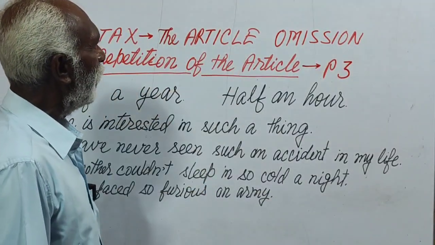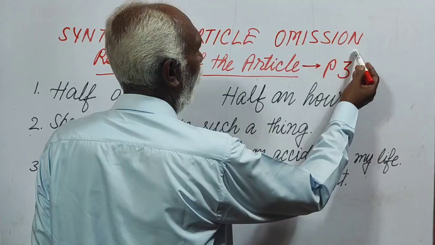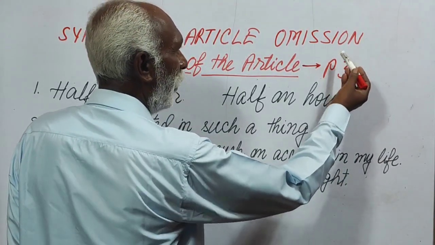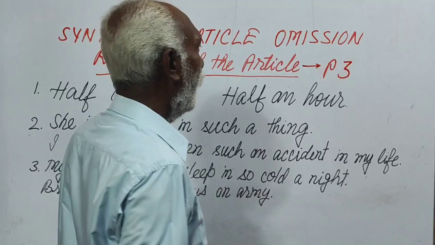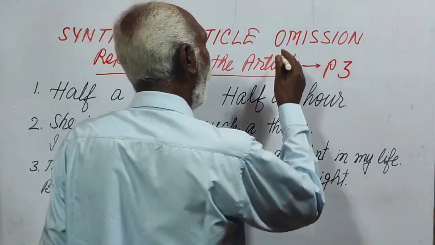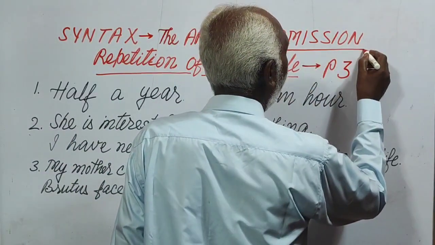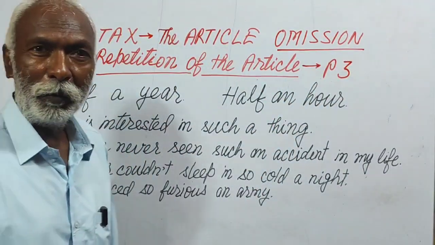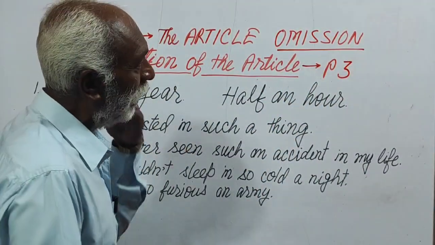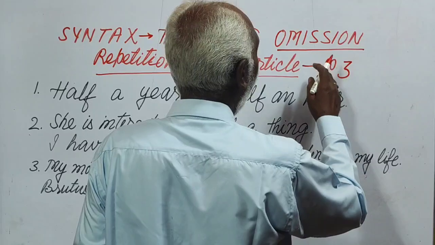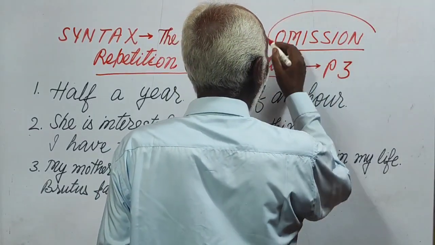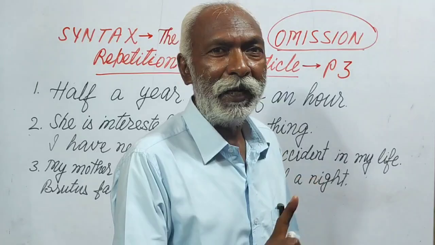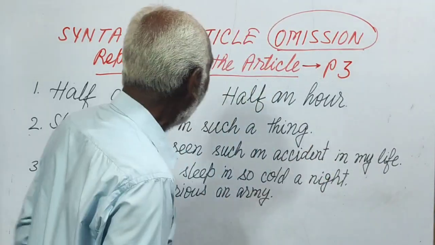And article omission is where an article is omitted. Okay, dear. But here in this video, you may learn where the article is not to be omitted. Here in this sentence, you will find no omission of article.